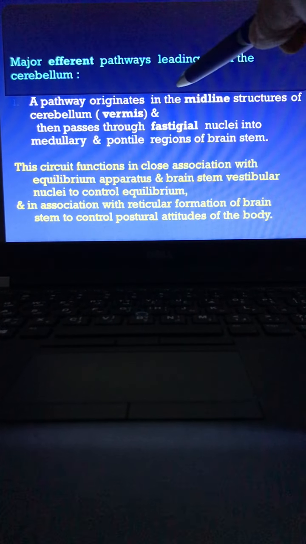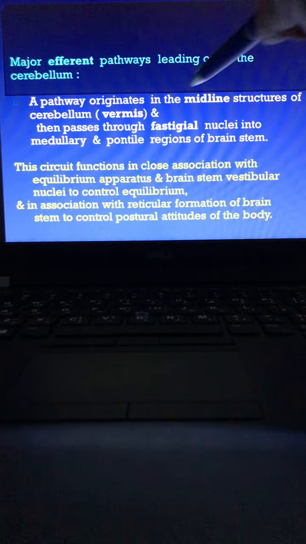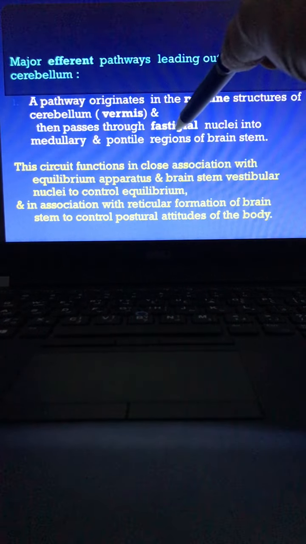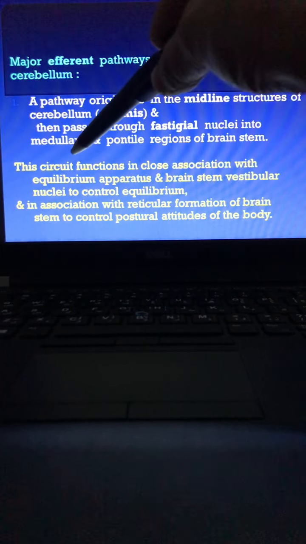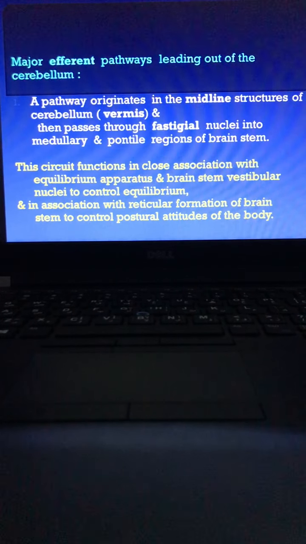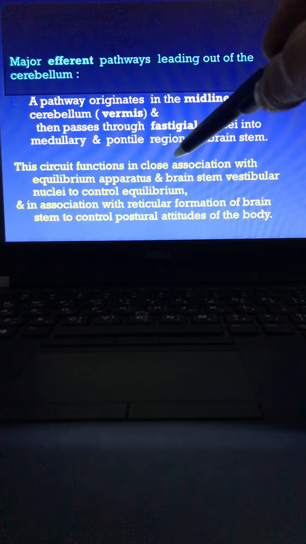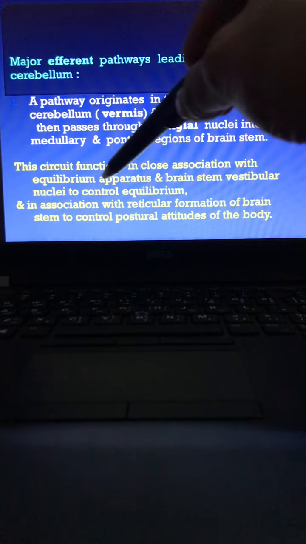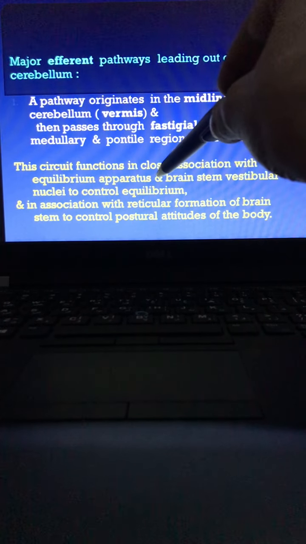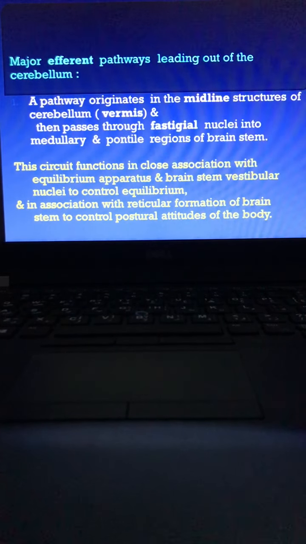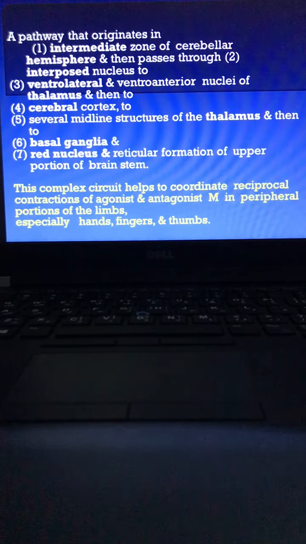A pathway originates in the midline structures that we call the vermis, passes through the fastigial nucleus to the medullary and pontine regions of the brainstem. And this circuit functions in close association with the equilibrium apparatus and brainstem vestibular nuclei to control equilibrium, and in association with the reticular formation to control postural attitude of the body.